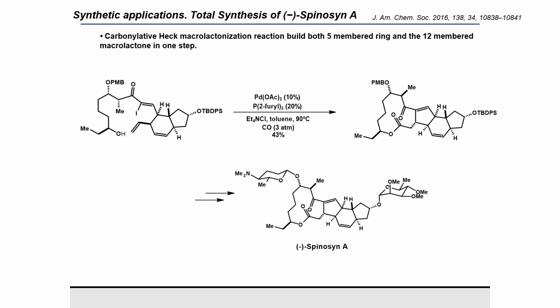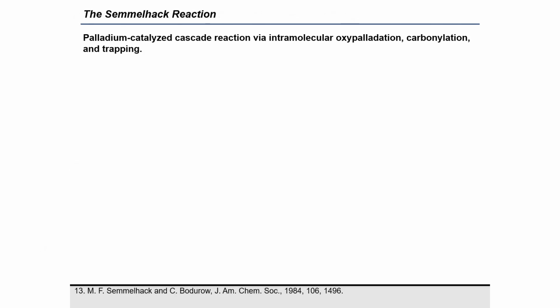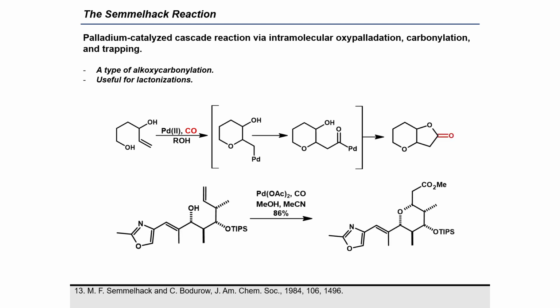For the macrolactonization, they used tri-2-furylphosphine ligand, with optimal diastereoselectivity. Then another palladium-catalyzed carbonylation of organic halides, another alkoxycarbonylation, is the Semmelhack reaction. This is an intramolecular process, especially useful for lactonization, and it's a different type of alkoxycarbonylation, as you can see. The palladium coordination to the alkene, followed by hydride transfer and CO insertion, will lead to the lactone thanks to the OH attacking.